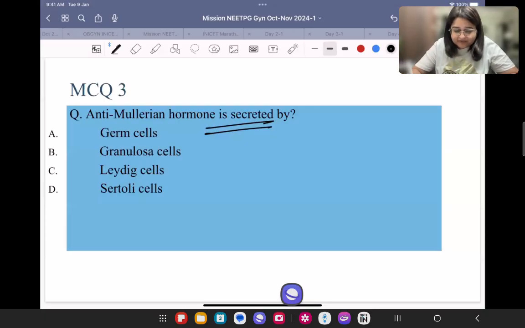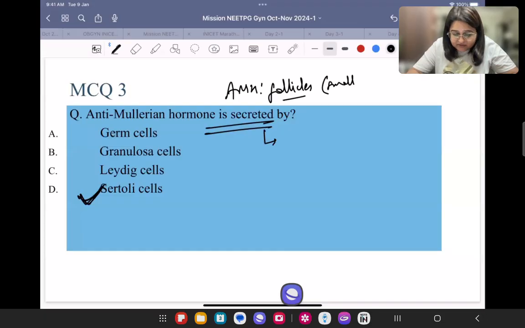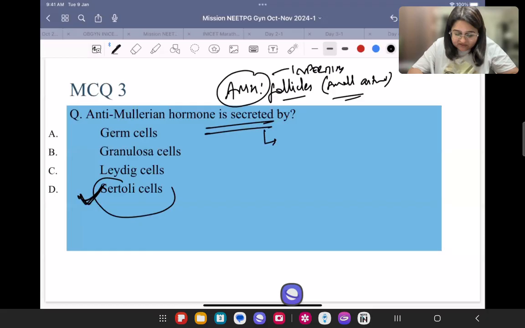Anti-Mullerian hormone is secreted by... this should be secreted by the males. It is secreted by the Sertoli cells in the male. Remember, AMH is also secreted by the ovaries. In the ovaries, it is secreted by the follicles, by the small antral follicles. We'll be discussing the role of AMH in infertility also. But here the answer is the Sertoli cell.